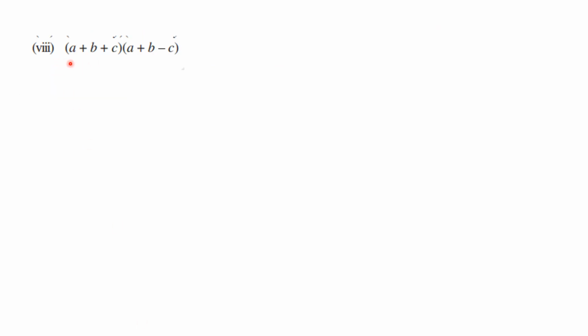Now eighth question. Here you have to multiply two trinomials, but the rule is the same. You have to multiply each term of the first trinomial with each term of the second trinomial, and you have to use the distributive law to start multiplying. So I have taken the first term of the first trinomial, which is a, and multiplied it with the second trinomial, which is a plus b minus c. Then take the second term of the first trinomial, which is plus b, and multiply with a plus b minus c. Then take the third term of the first trinomial, which is c, and multiply with a plus b minus c. Now use the distributive law.